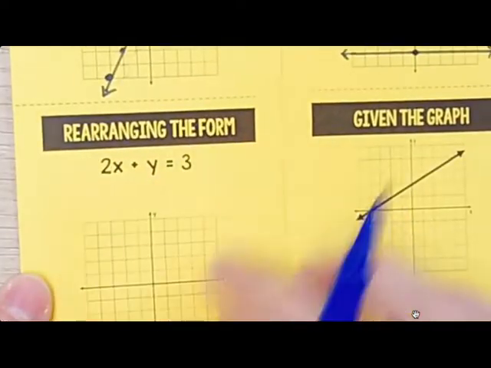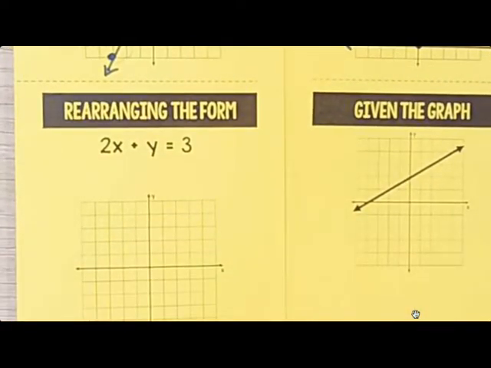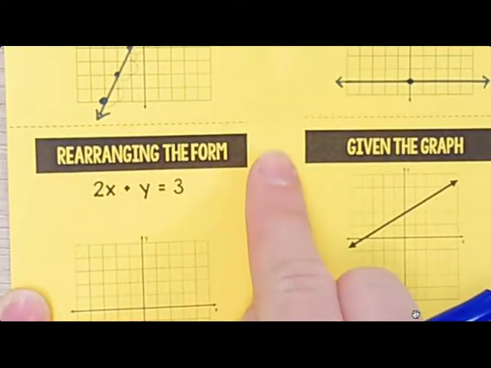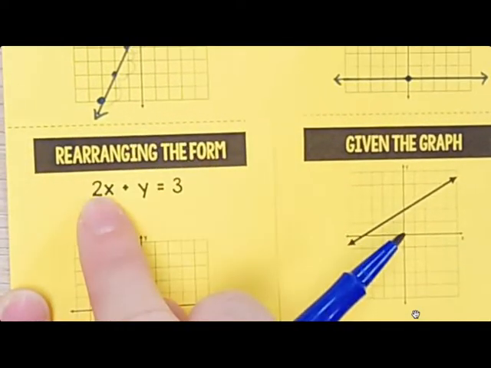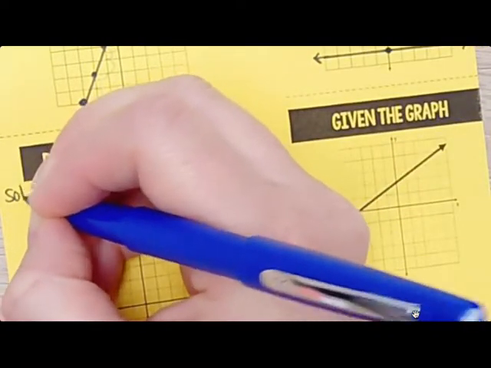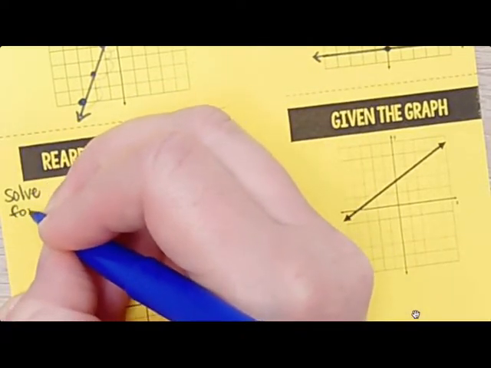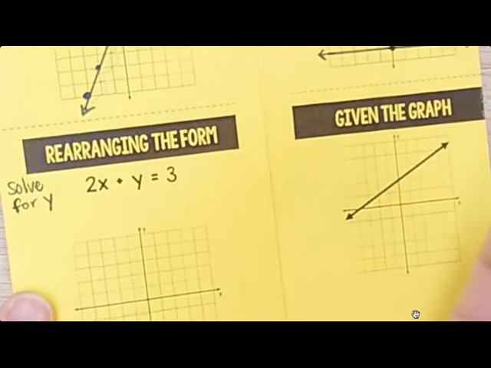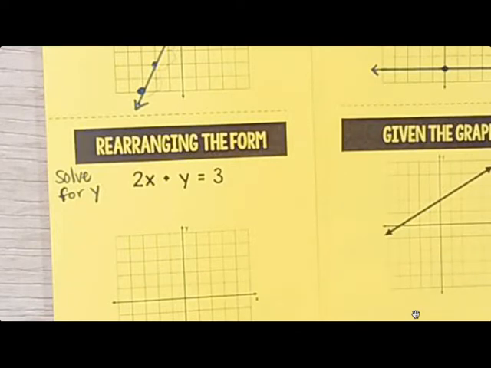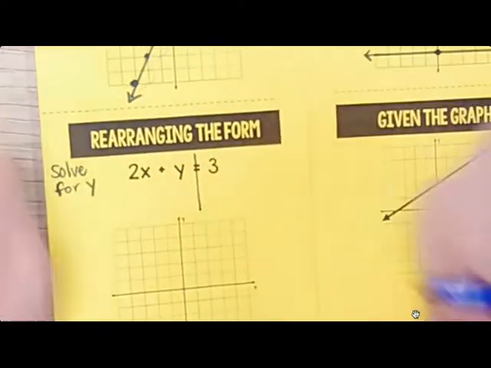Okay, what if we have it in this form and we want to graph it? We don't know what our slope is. We don't know what our y-intercept is. So up here it tells us, rearranging the form. So we need to rearrange this so it does say y equals. So I'm going to put over to the side, solve for y. We did this when we were solving equations. There were the literal equations where we found what y equals or what x equals. We rearranged the formula. Okay, so let's solve for y.